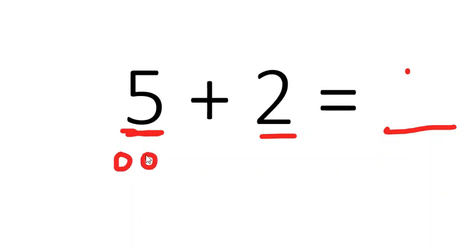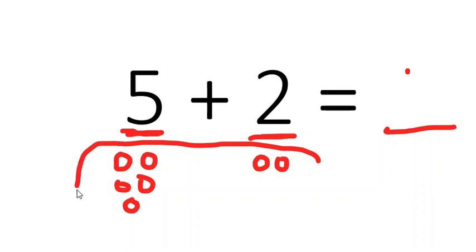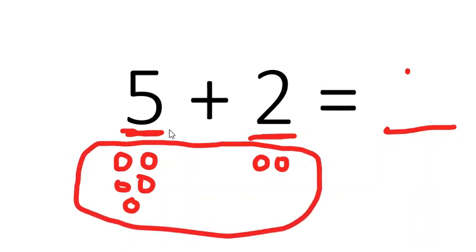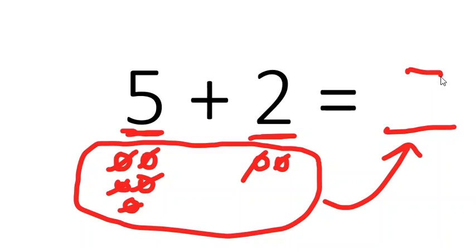1, 2, 3, 4, 5, and then my second number here is telling me that I have to make 2 circles. 1, 2, and then my last step is to add them all together, okay? So we're going to add them all together. I have 1, 2, 3, 4, 5, 6, 7. So my answer for this problem is 7, and this is how you write the number 7. So 5 plus 2 equals 7.